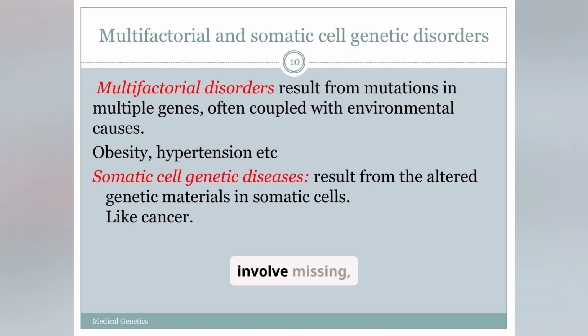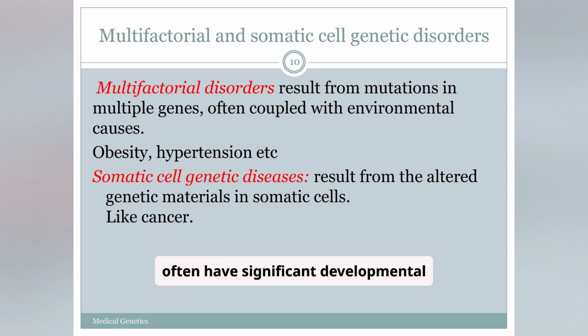Chromosome disorders involve missing, duplicated, or otherwise altered entire chromosomes or large segments of them. Patau syndrome, also known as trisomy 13, is an example where there is an extra copy of chromosome 13 in all cells. These disorders often have significant developmental consequences.